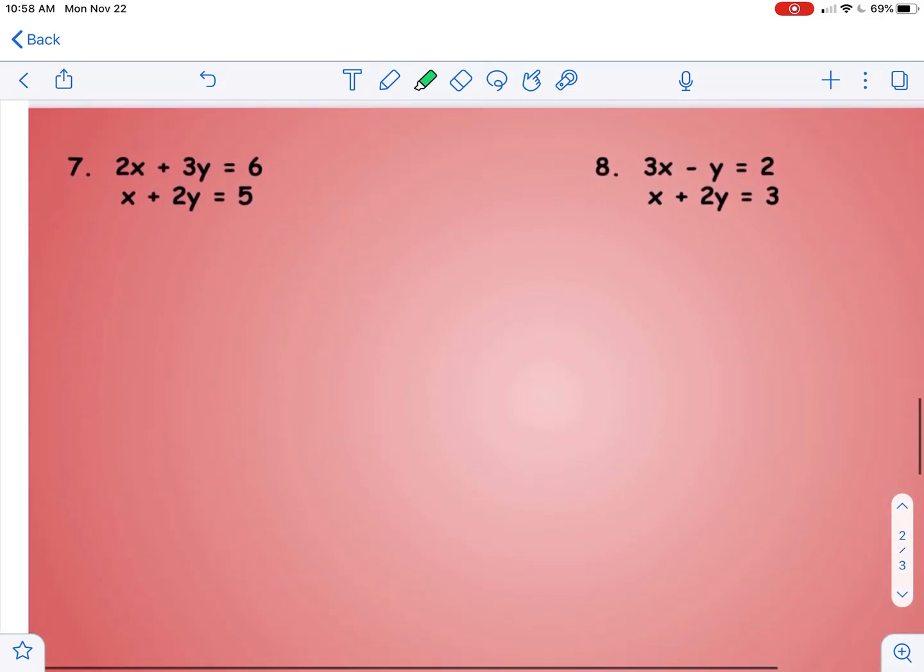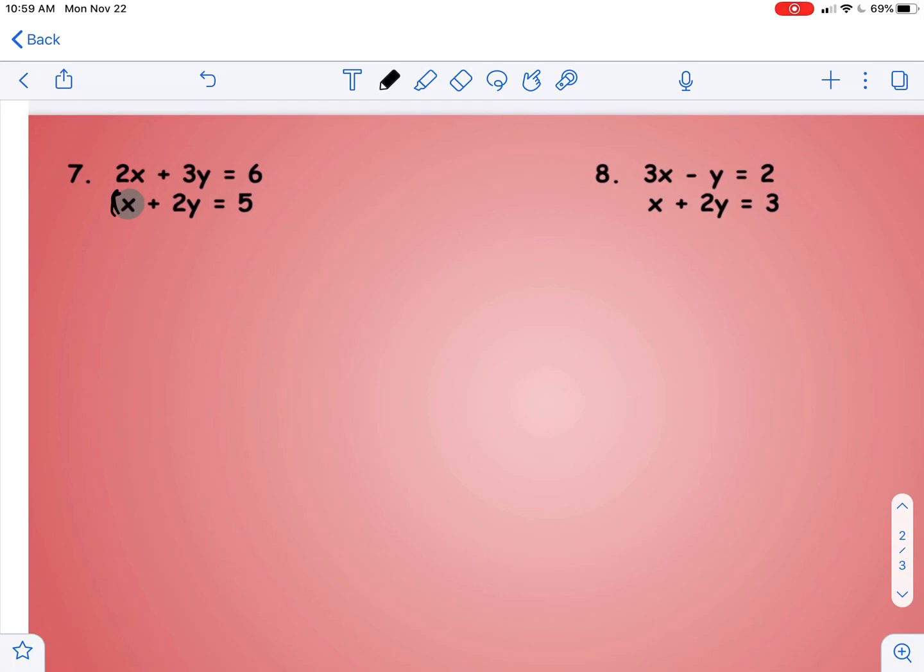So looking right here at number 7, we're going to have to do the same thing. And I'm going to go ahead and start with that x because it's got a coefficient of 1, so it's going to be the easiest to work with. And I'm going to multiply this whole equation right here by 2 because I've got this 2x right here. So my top line stays the same because I'm not doing anything to it. But my second equation is now going to become 2x plus 4y is equal to 10.